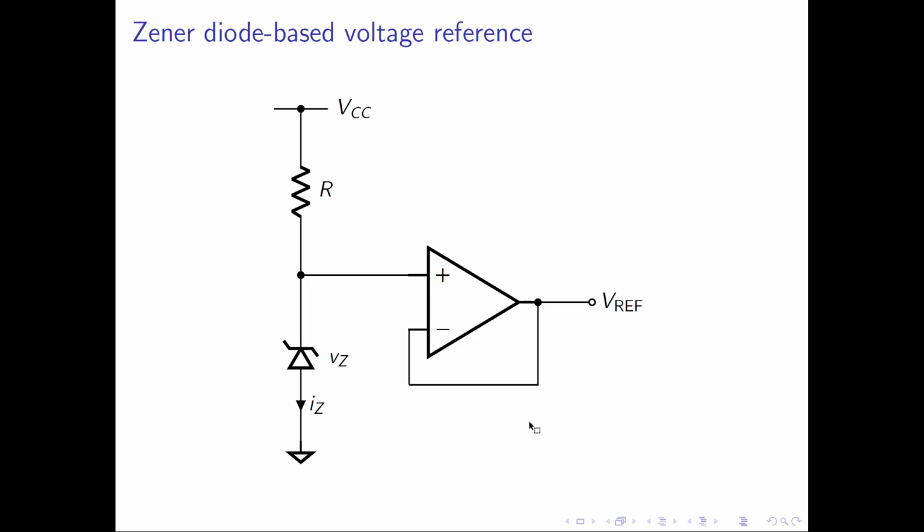Now this isn't the greatest circuit in the world. As I said before, VCC could be varying quite a bit. It may come from an unregulated source like a rectifier, something like that. So this isn't the best circuit.